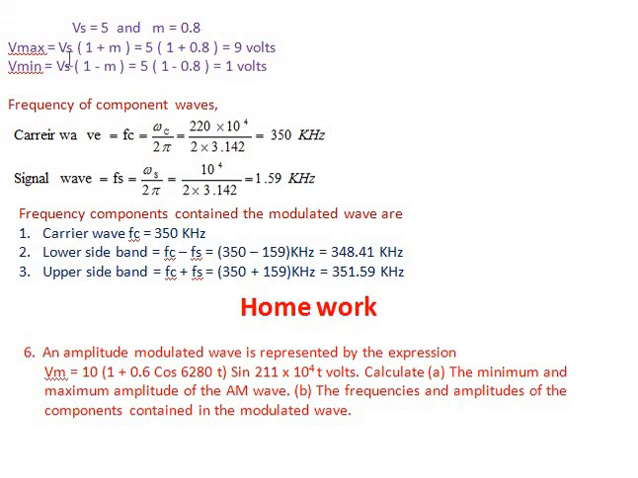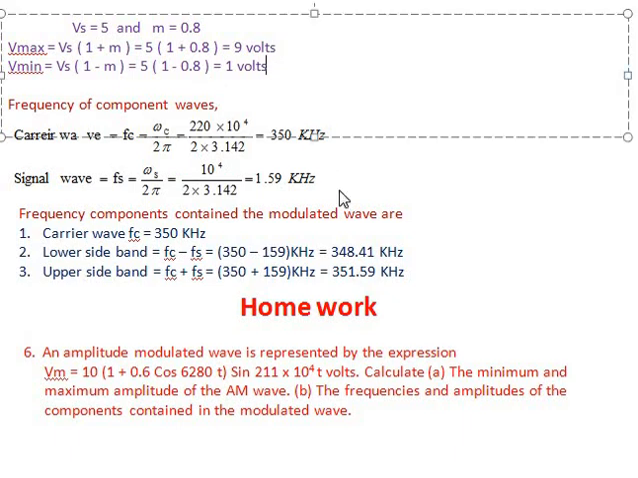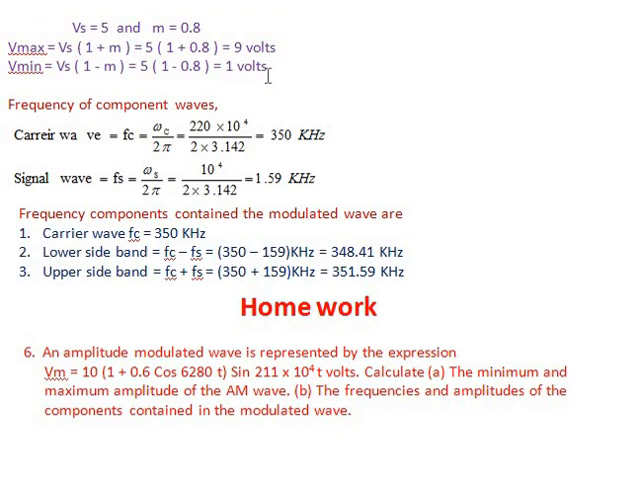Vmax is equal to Vs into bracket 1 plus m. It is equal to 5 into 1 plus 0.8, that is equal to 9 volt. And Vmin is equal to Vs into 1 minus m, that is equal to 5 into bracket 1 minus 0.8, that is equal to 1 volt. So we found Vmax and Vmin here.